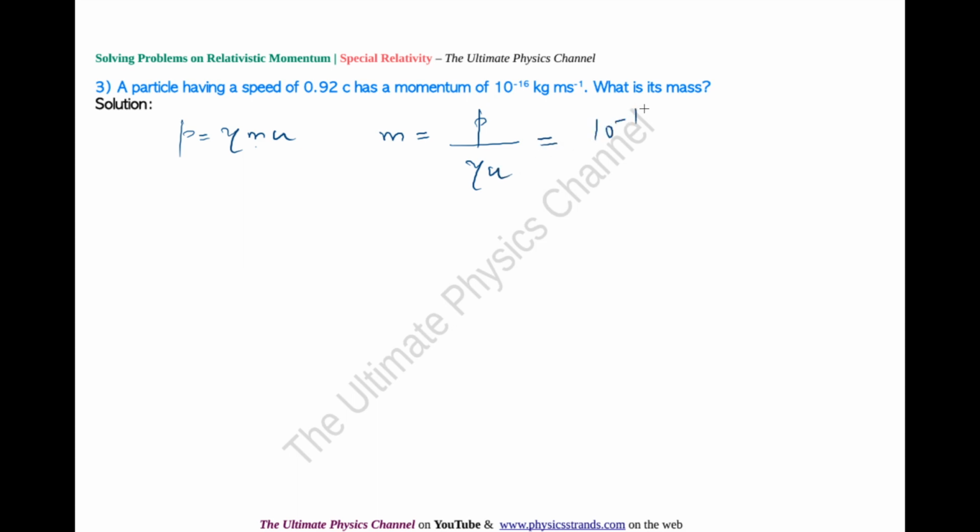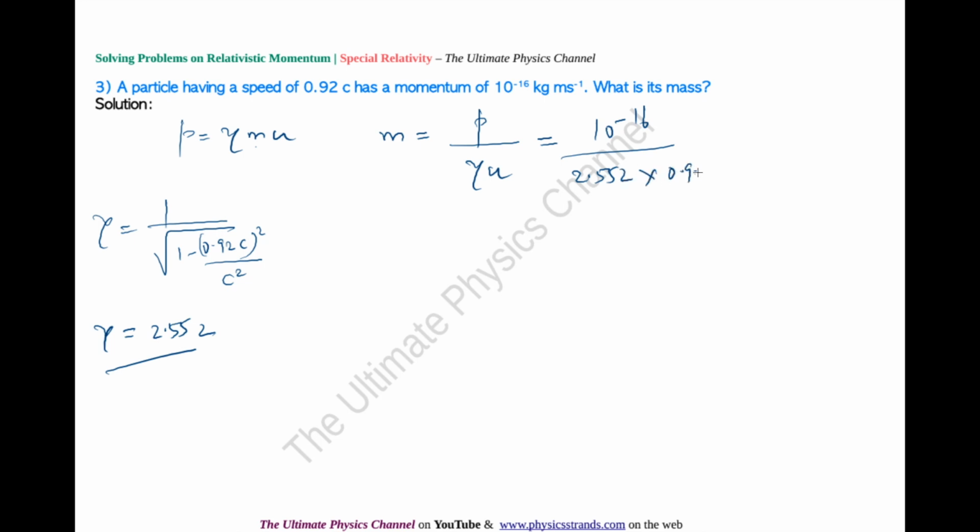P is 10 power minus 16. In this case the speed is 0.92 c, so I calculate gamma: 1 over square root of 1 minus (0.92 c) whole squared over c squared. If I calculate gamma here, I get 2.552 as the gamma. So if I substitute that here, 2.552 times 0.92 c, which is 3 into 10 power 8 meters per second. My mass is in kilograms now.